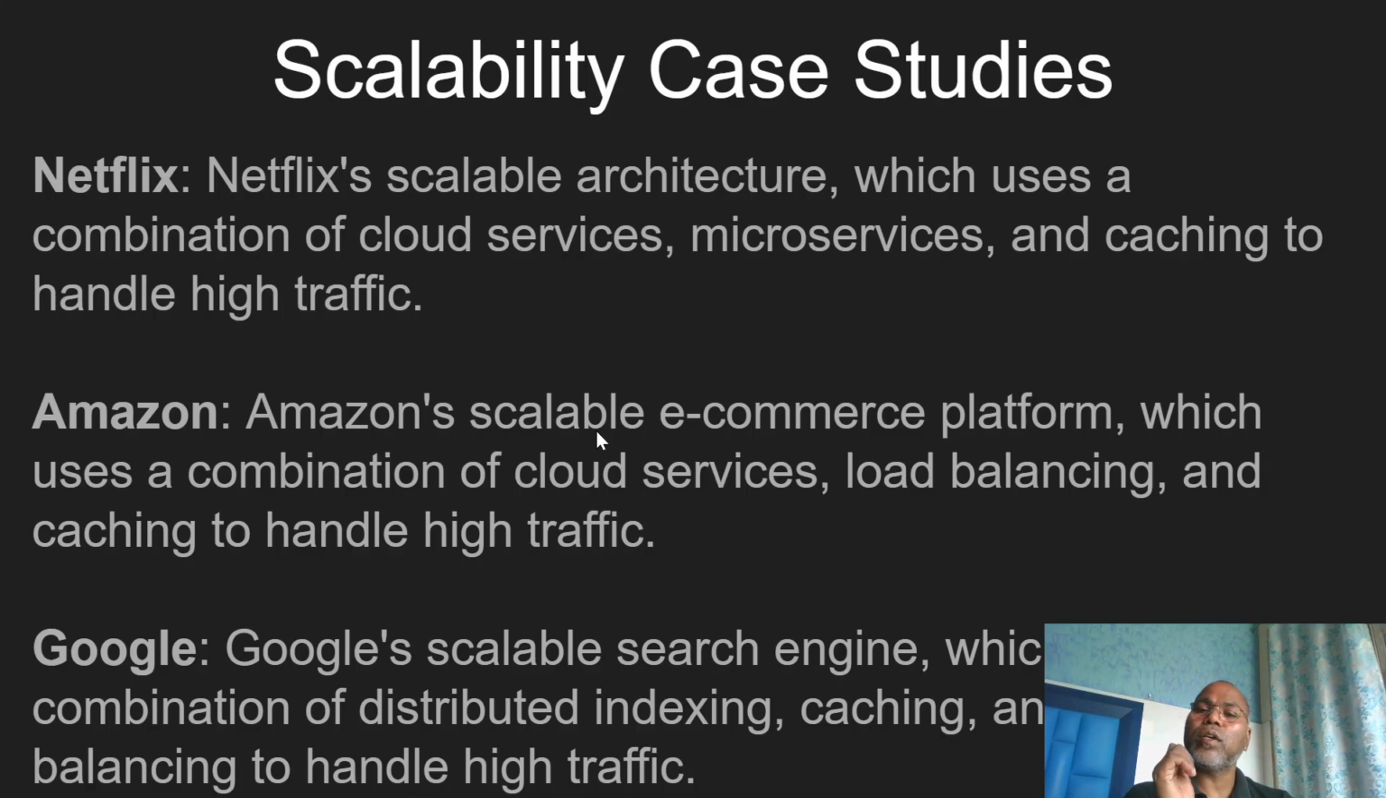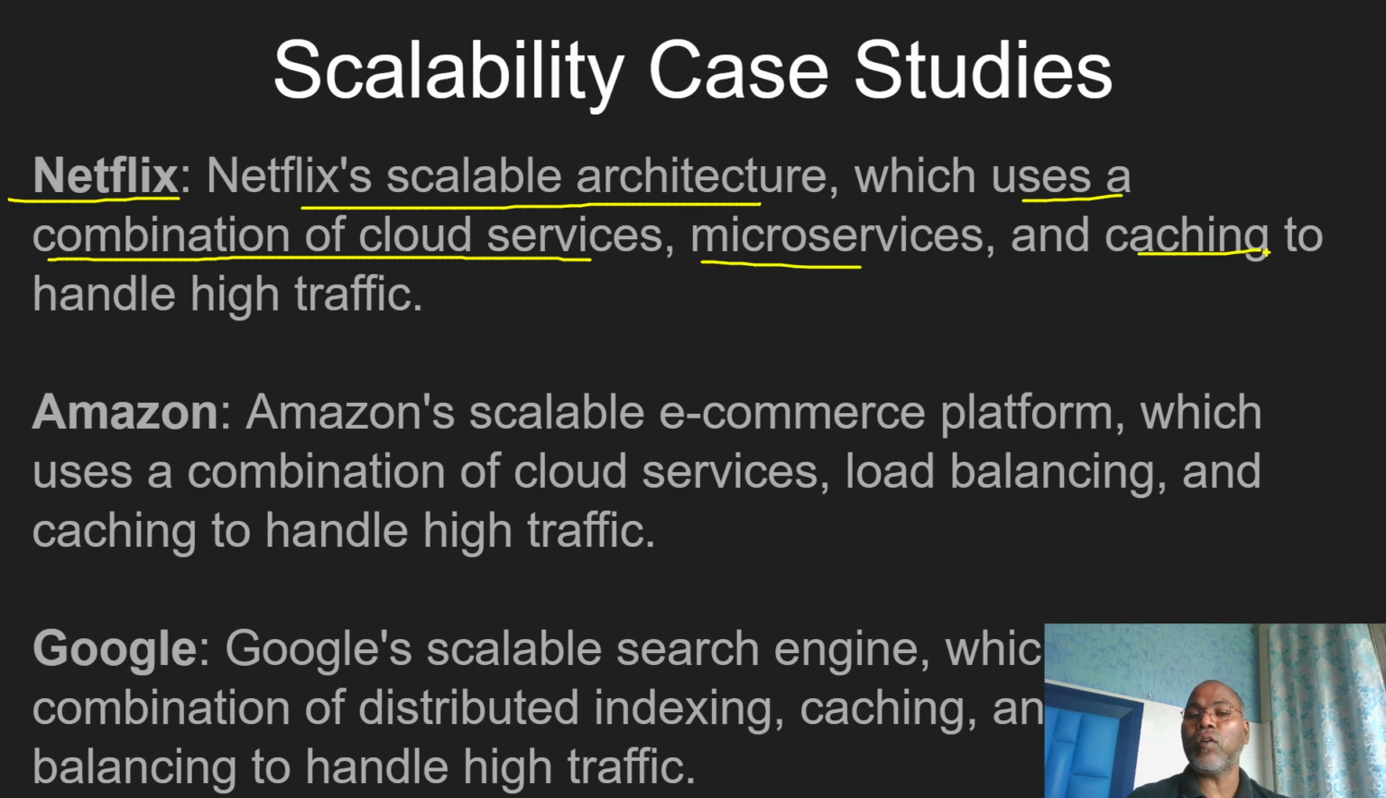Okay, let's talk about the use cases of scalable applications nowadays. Nearly all the applications you are using are mostly built as scalable architectures. Scalable architecture means these applications can easily scale up and scale down. A good example is Netflix. Netflix has a scalable architecture which uses a combination of cloud services, microservices, and caching. They use lots of cloud service provider services, microservice architectures, and caching to handle high traffic.